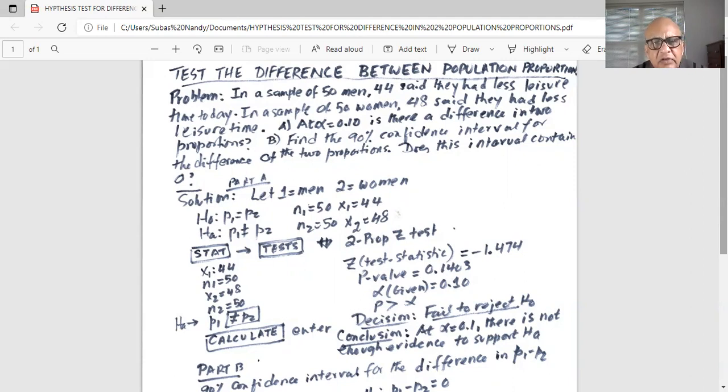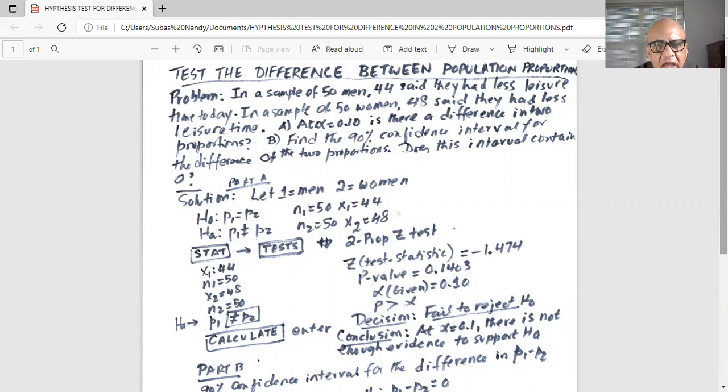So part A solution. Let 1 represent men and 2 represent women. So the null hypothesis is P1 equal to P2. That is, population proportion of men equal to population proportion of women. Alternate: P1 not equal to P2. The information that we have been provided is N1 equal to 50, X1 equal to 44, and N2 is also equal to 50, and X2 is 48.